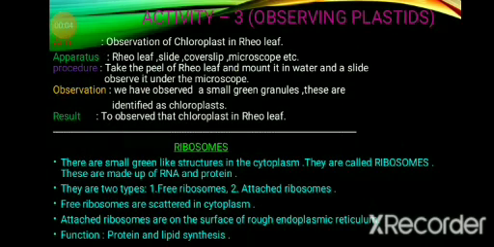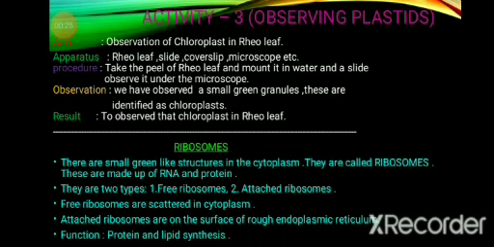Activity 3: Observing plastids. Aim: observation of chloroplast in Rheo leaf. Apparatus: Rheo leaf, slide, cover slip, microscope, etc. Procedure: take the Rheo leaf and mount it in water on a slide. Observe it under the microscope.